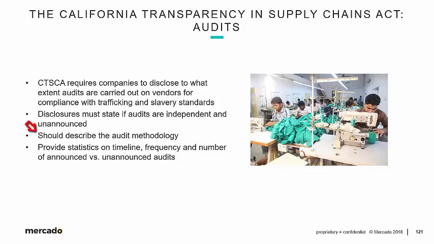The company should describe the audit methodology. They're not being told how to do the audit. They're being asked to describe the methodology. And as we saw with the ILO, as we saw with the UN, and other tools that are out there, there are great best practices to adopt. Finally, on this slide, the company must provide statistics on the timeline, frequency, and number of announced versus unannounced audits. If the idea is to provide the U.S. consumer with as much information about what a U.S. importer is doing to eradicate forced labor, these are some great requirements and recommendations.